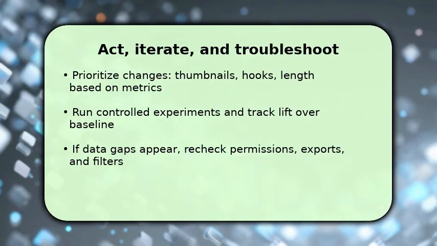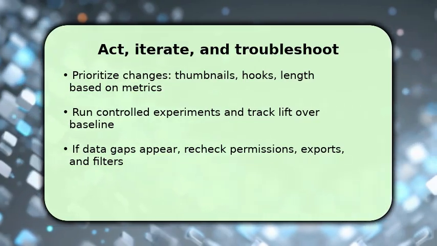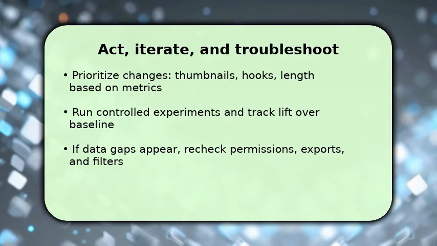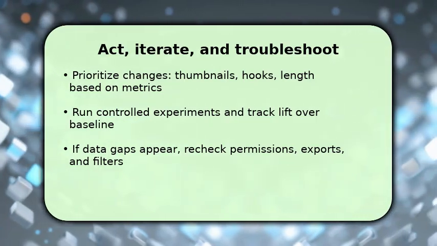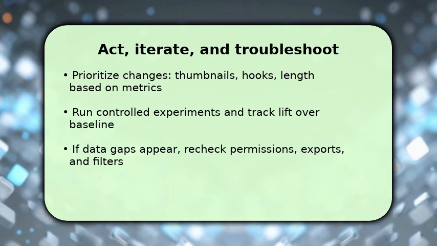If something breaks or data gaps appear, first recheck account permissions, export settings, and filter rules. Often missing rows come from sampling or misaligned time zones, so correct those and rerun the analysis.